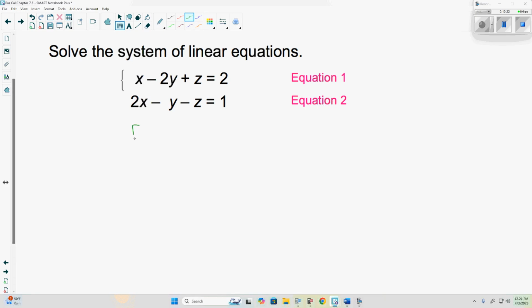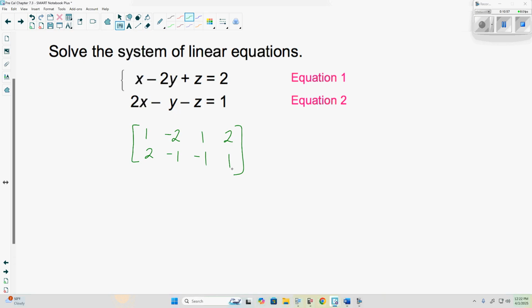But at this point here, we can do this with a matrix. We take the coefficients after we have lined up our variables. So for us here, we take the coefficients going across the top, which gives us 1, -2, 1, 2. And on the bottom we have 2, -1, -1, 1. And this is the matrix we can type in.